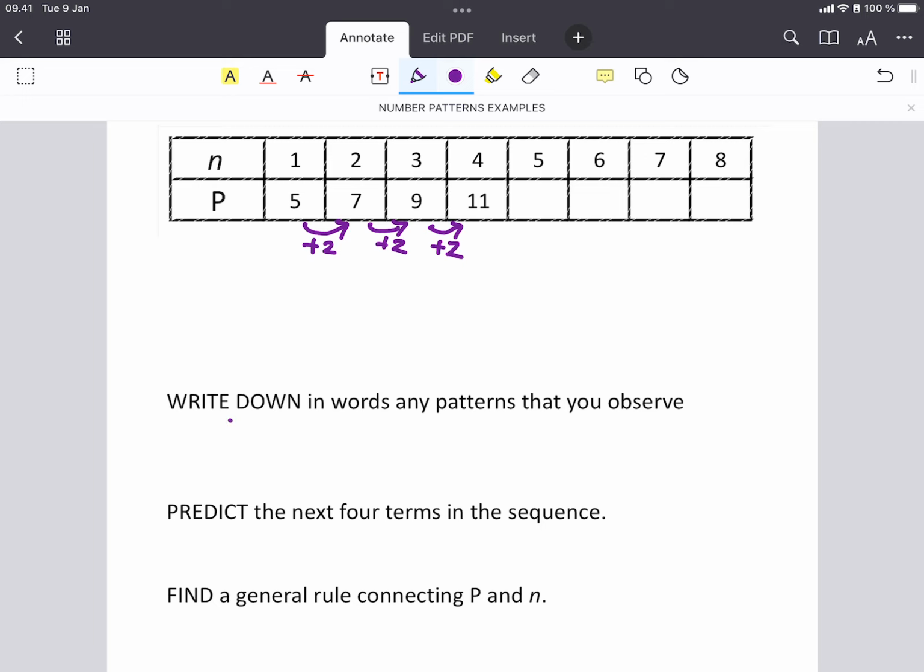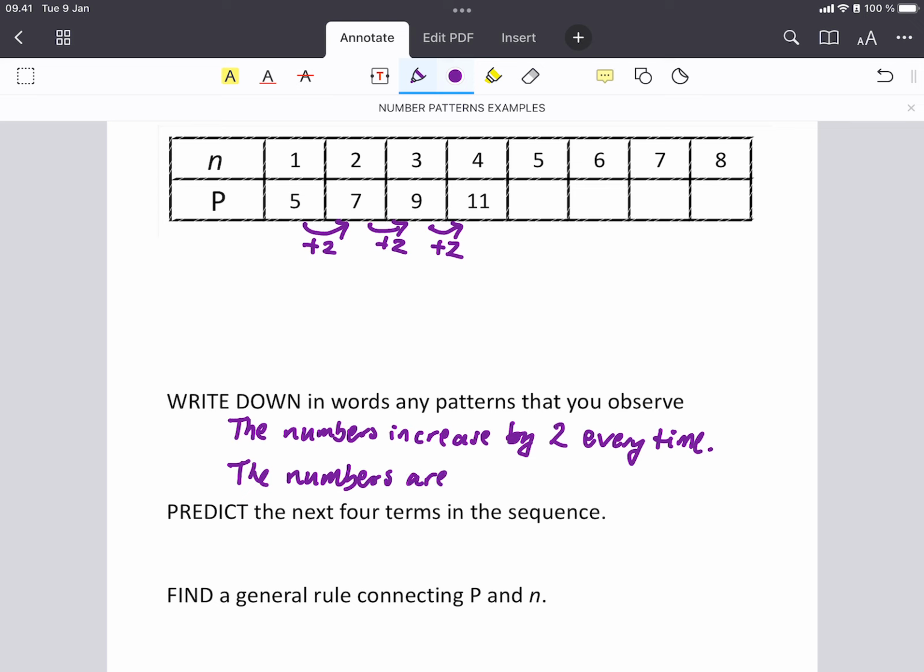You might write that the numbers increase by 2 every time. You might also observe that the numbers are all odd numbers. 5, 7, 9, 11, they're always going to be odd numbers. So that's the first bit of the question.